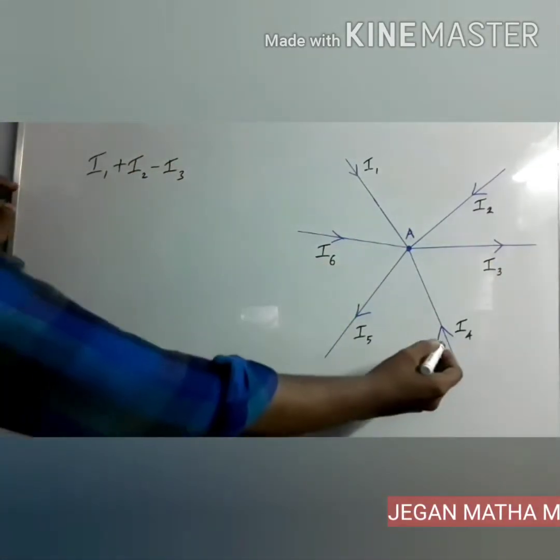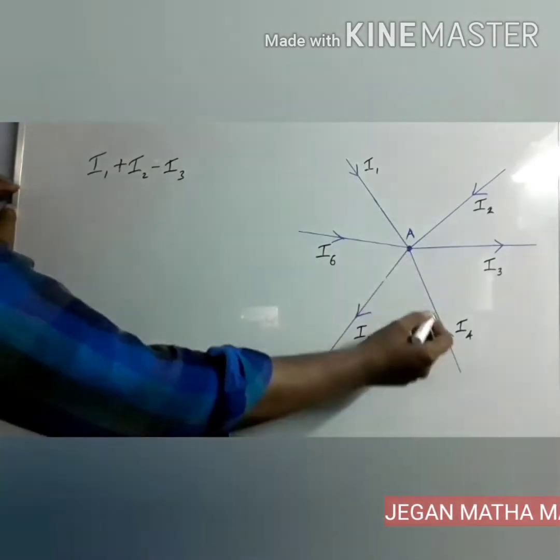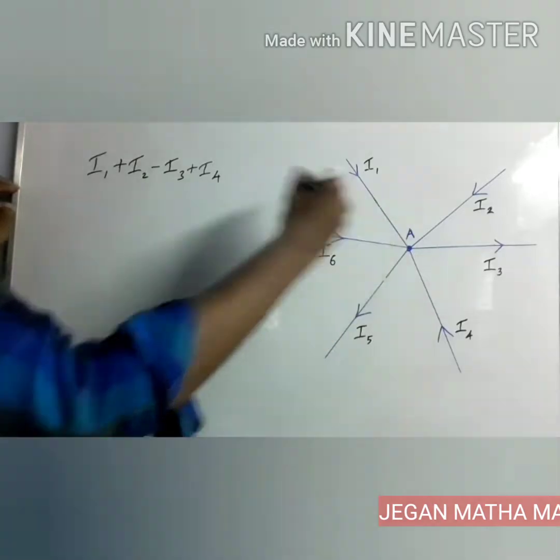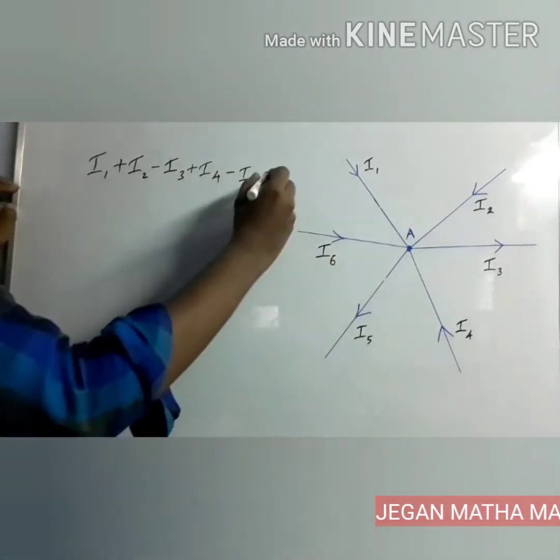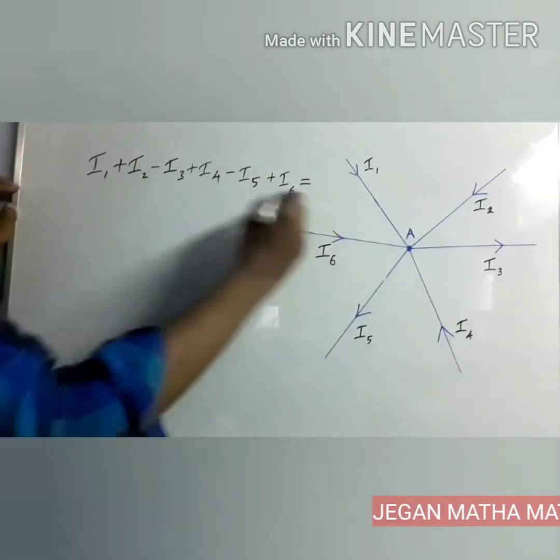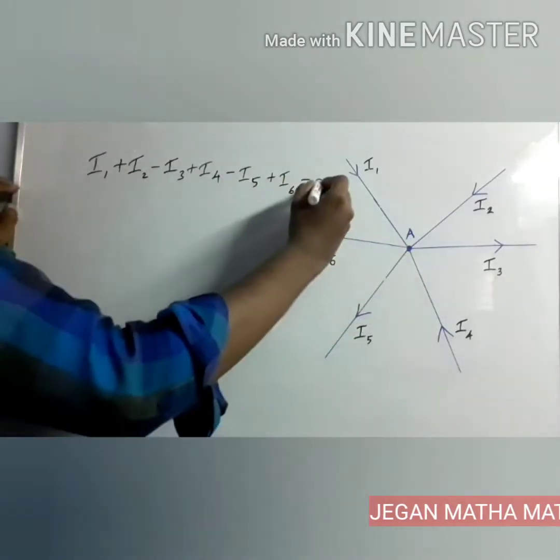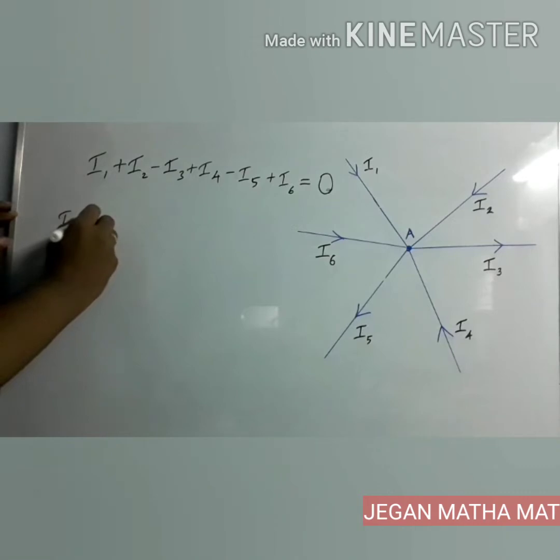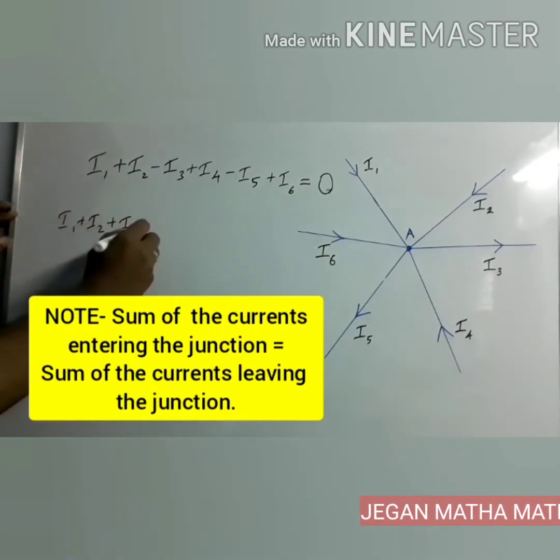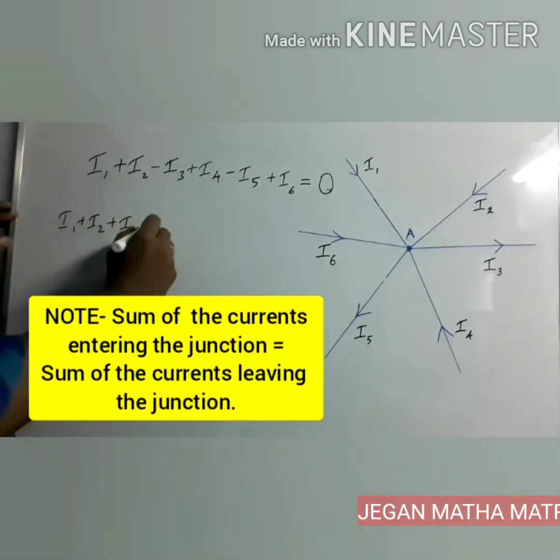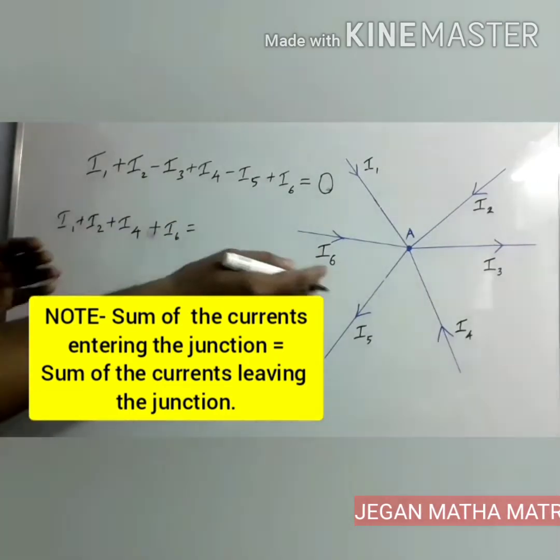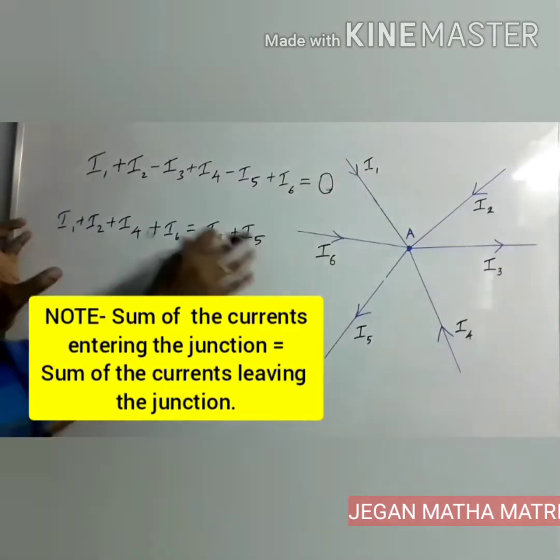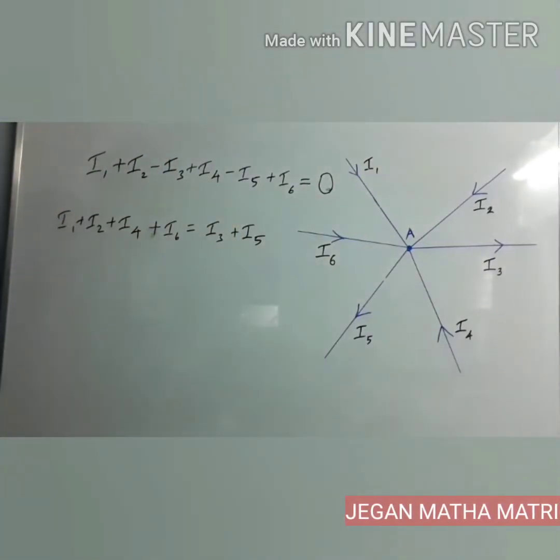Minus I3. What about I4? I4 moves towards the junction, so it has the positive value. I5 is leaving the junction, so it has the negative value, minus I5. I6 has the positive value. So the algebraic sum of all the currents at the junction is equal to 0. Otherwise, I1 plus I2 plus I4 plus I6 will be equal to I3 plus I5. The negative values can be taken to that side. So this is also another expression.